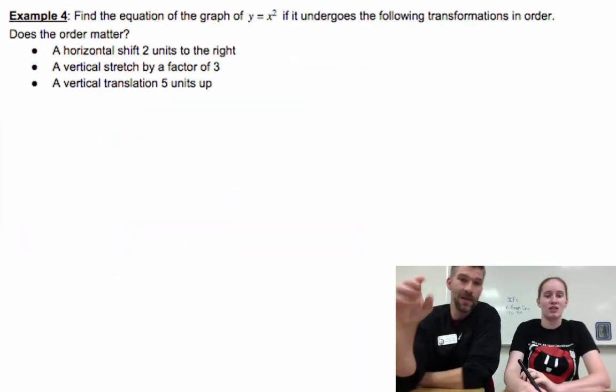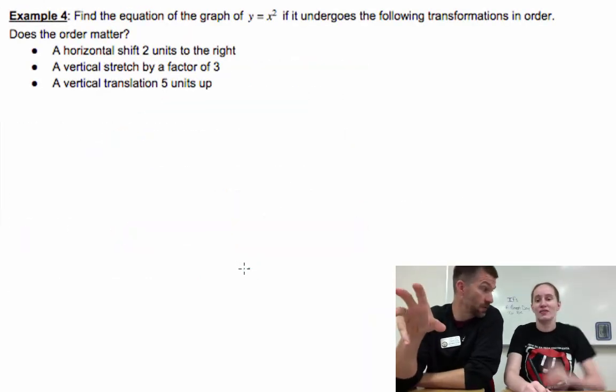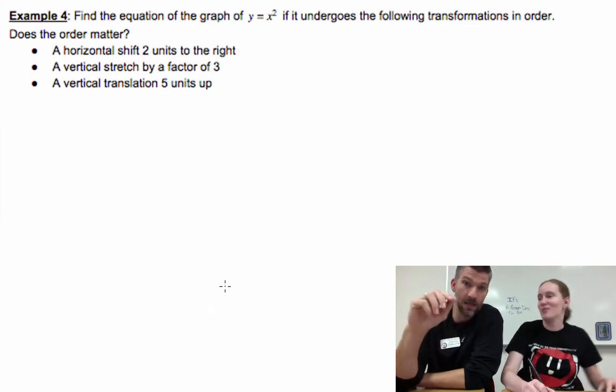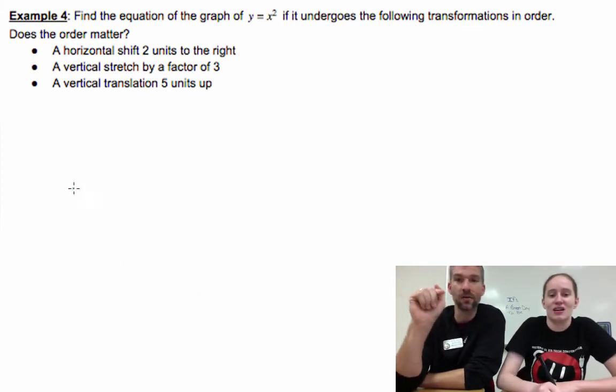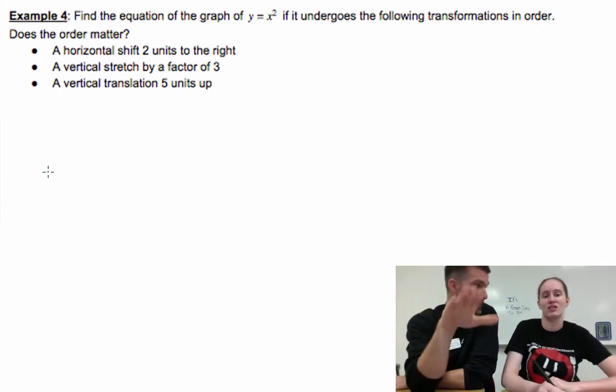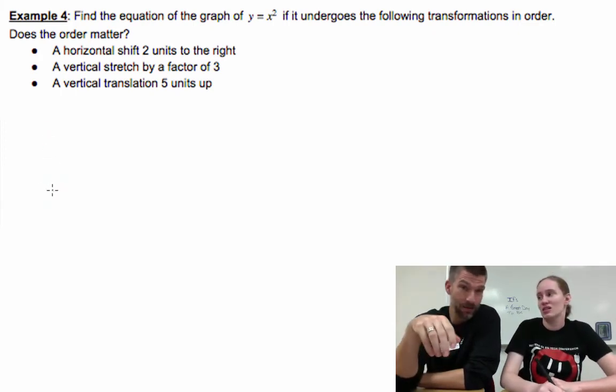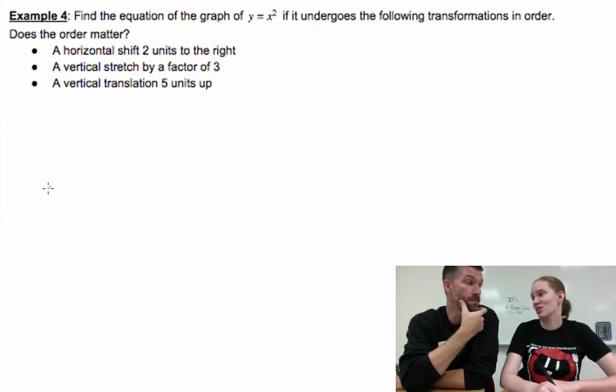Okay, we're going to find the equation of the graph of y equals x squared. That's a parent function. It's a parabola opening up. But we're going to look at it as it undergoes the following transformations in the order we've listed, and then ask, does that order really matter? We're going to answer that question.